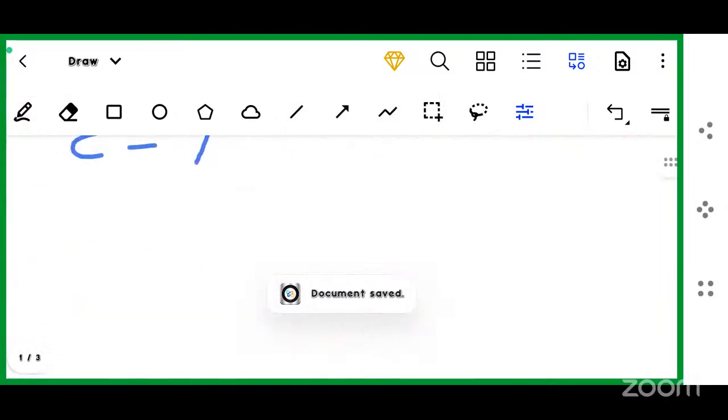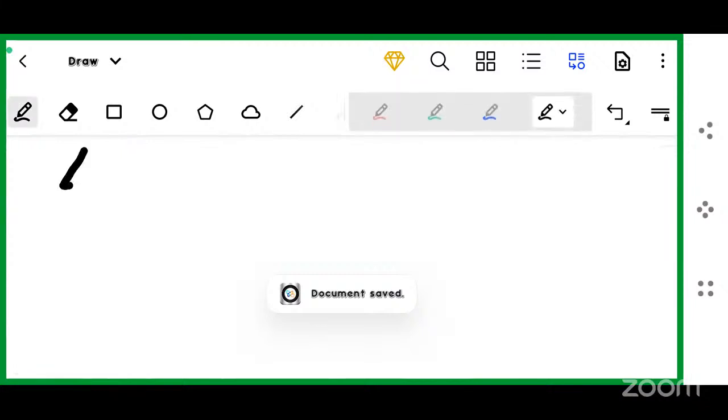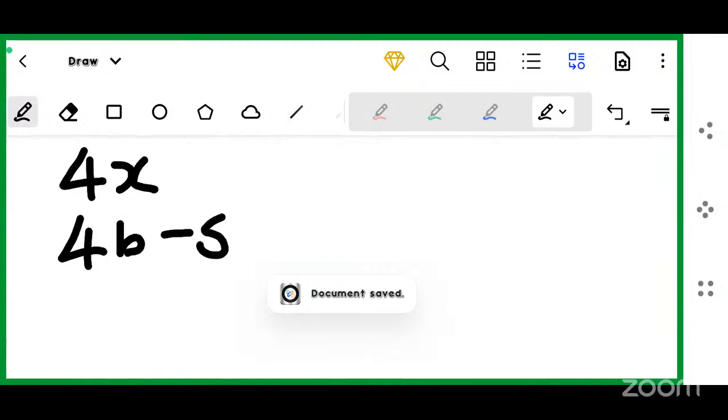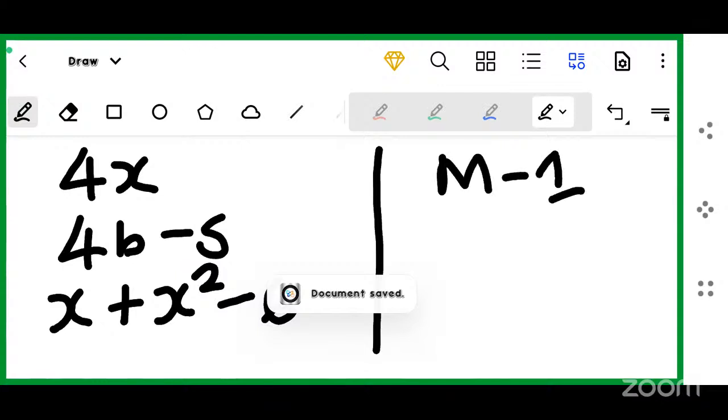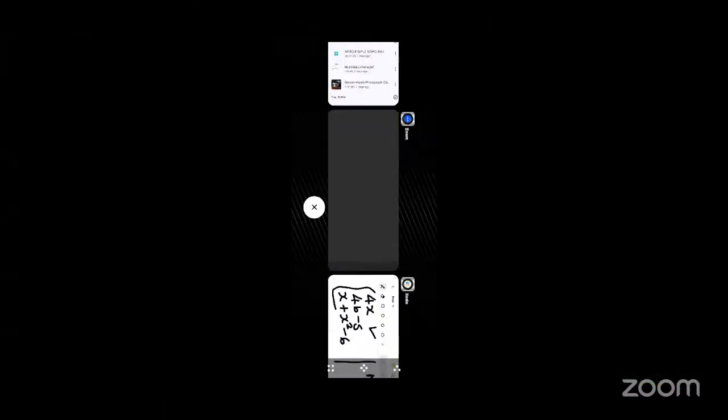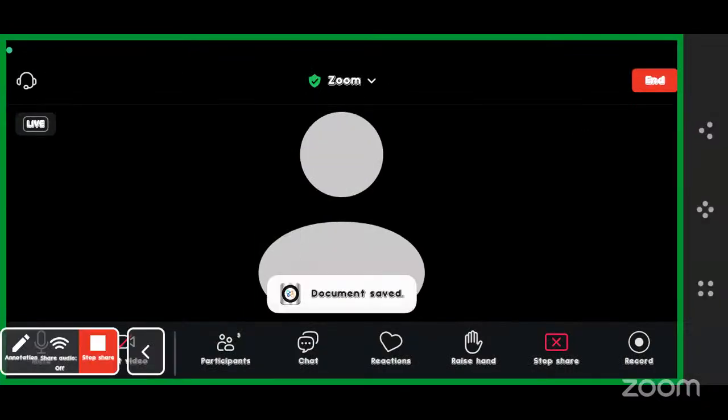So let's say we have 4x, 4b minus 5, and x plus x squared minus 6. Which one is your monomial? So remember, mono means the one that has one term. So which one is the monomial from these ones? It's 4x. Are you agreeing, Langeli? Yes, ma'am, I agree, ma'am.